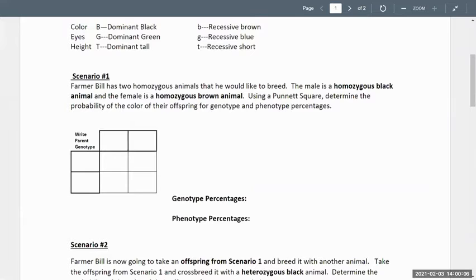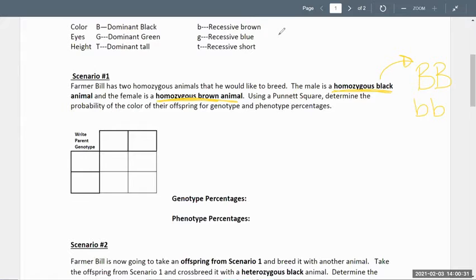So now looking at the important pieces of information, we have a homozygous black animal and a homozygous brown animal. So automatically in your brain, you should think, all right, the 2 letters are going to be the exact same, whether they're going to be big or dominant or whether they're going to be recessive. So that should be your automatic first thought.